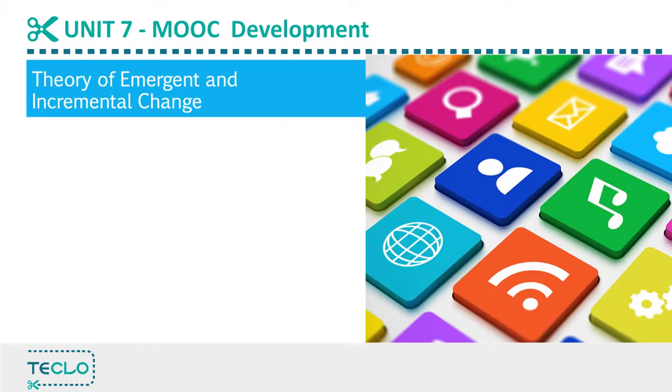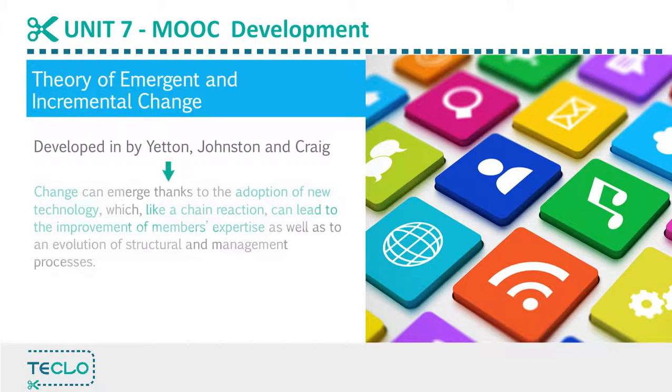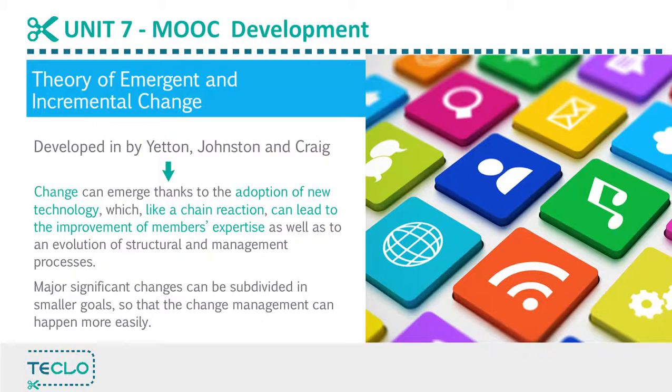Theory of emergent and incremental change. Developed by Yetton, Johnson and Craig, this theory affirms that change can emerge thanks to the adoption of new technology, which, like a chain reaction, can lead to the improvement of members' expertise, as well as to an evolution of structural and management processes. Furthermore, the theory asserts that major significant changes can be subdivided in smaller goals, so that the change management can happen more easily.